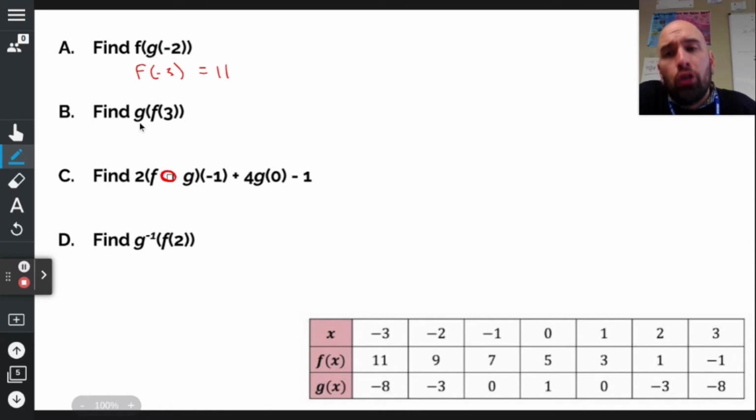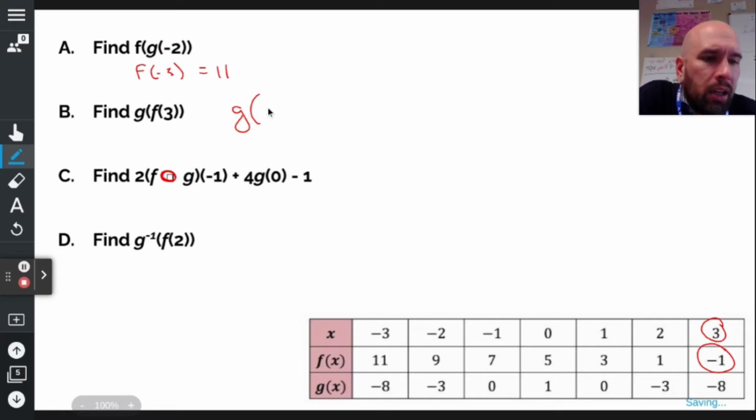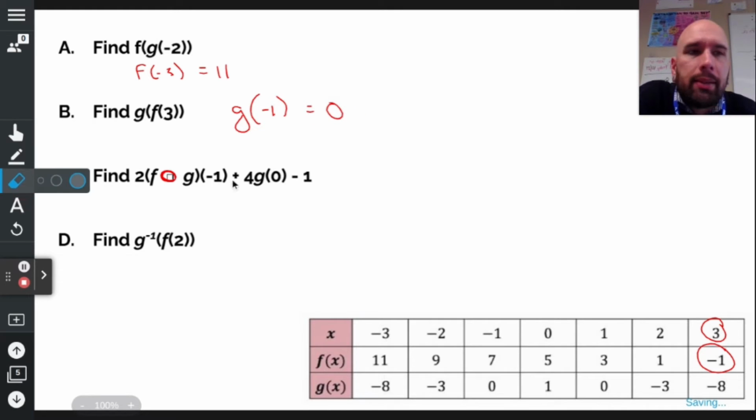Now I need to find g of f of 3. So let's first find out what f of 3 is. Here's x, so f of 3 is negative 1. So g of f of 3 is g of negative 1, which means I go to negative 1, and g of negative 1 is 0. Composites.